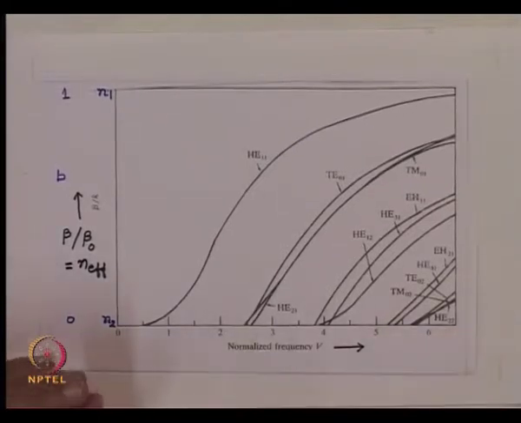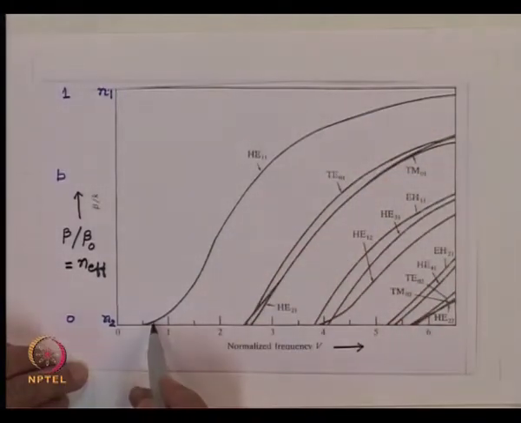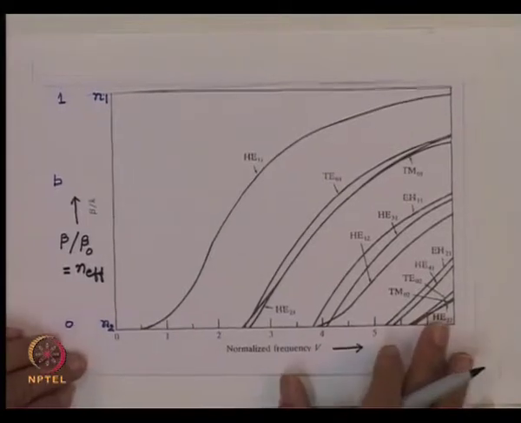So, first thing to note here is that this quantity V, which is proportional to frequency, there is only one mode which can propagate down to V equal to 0. Though the value is very small, essentially this curve can extend up to 0. So, no matter how small the value of frequency is, this HE11 mode is the one which is always going to propagate on the optical fiber.